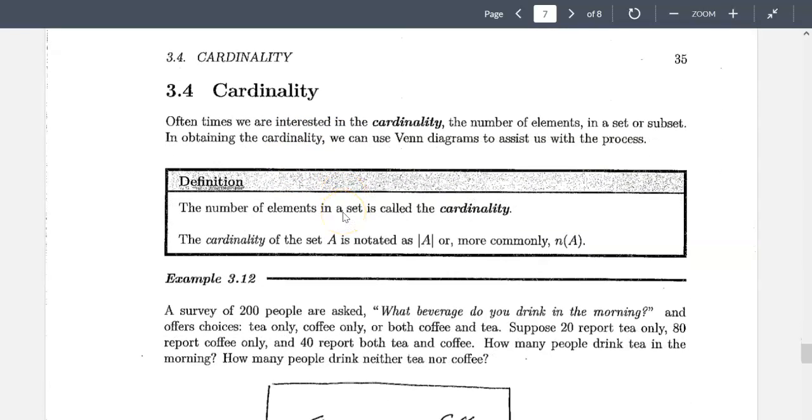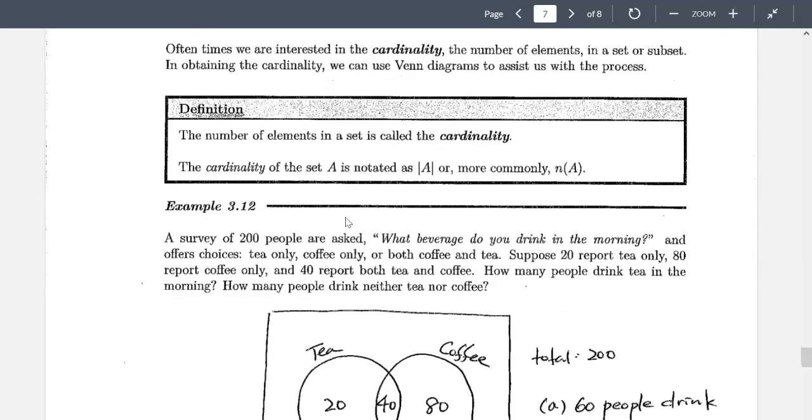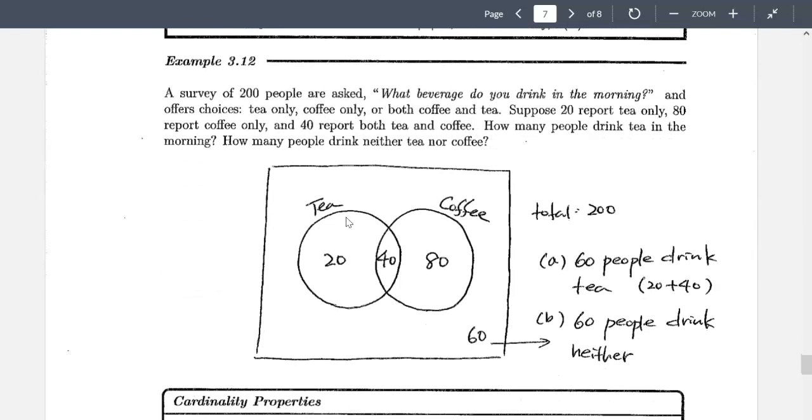Okay, so cardinality. This is basically saying how many members there are in a set if you're counting them up. We use this mostly to do application problems. So let's take a look at this. For example, a survey of 200 people are asked, what beverage do you drink in the morning? The choices are tea only, coffee only, or both tea and coffee. Suppose 20 people reported they drink tea only, 80 report coffee only, and 40 report both tea and coffee. How many people drink tea in the morning, and how many people drink neither tea nor coffee?